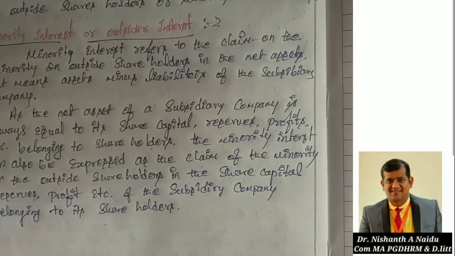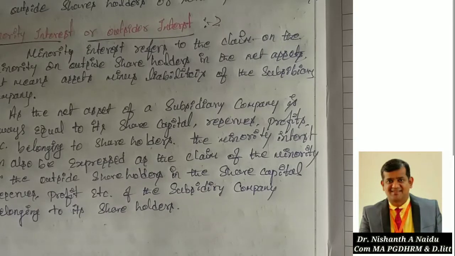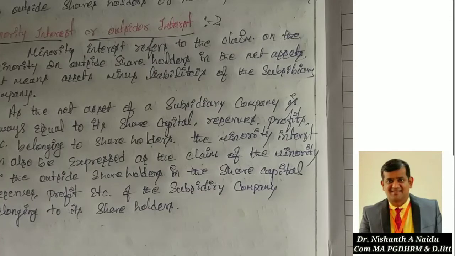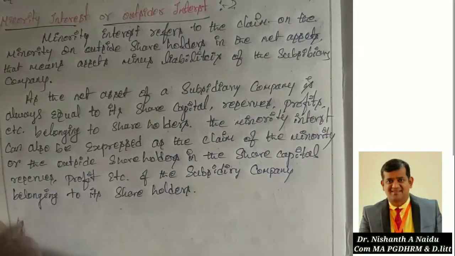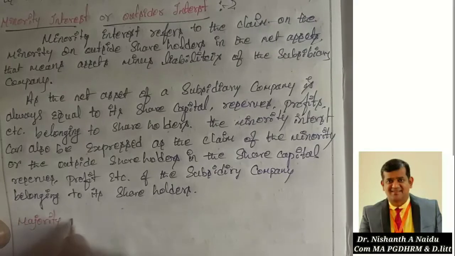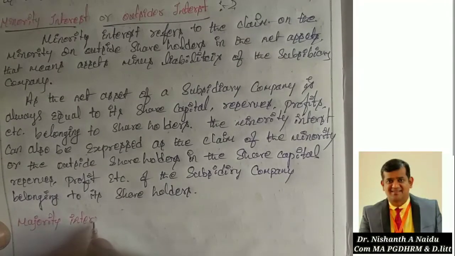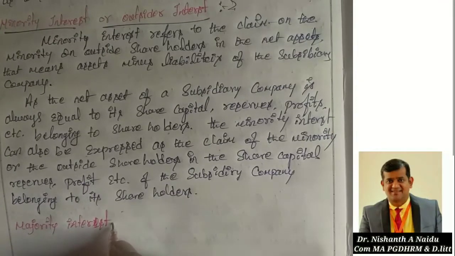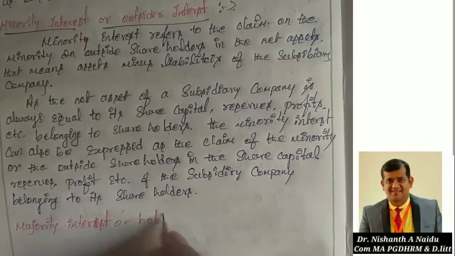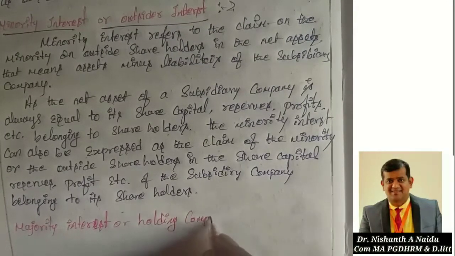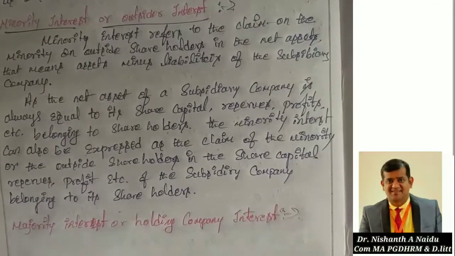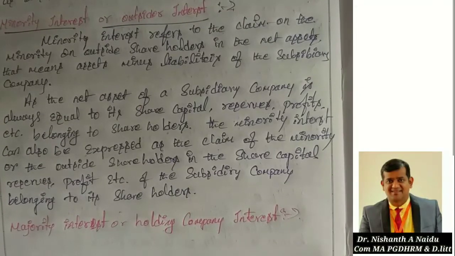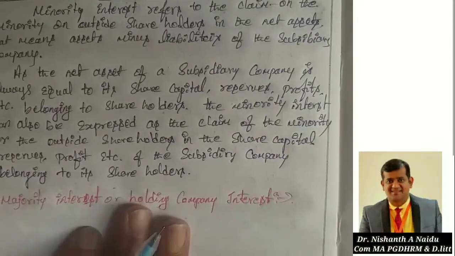So next, majority interest or holding company interest, you have to understand. This is minority interest, which is held by outsiders. Next, majority interest. We always term this as a holding company interest only. Try to understand exactly the meaning of this, because while solving the problem you should know everything. That is why I'm recording and posting it.